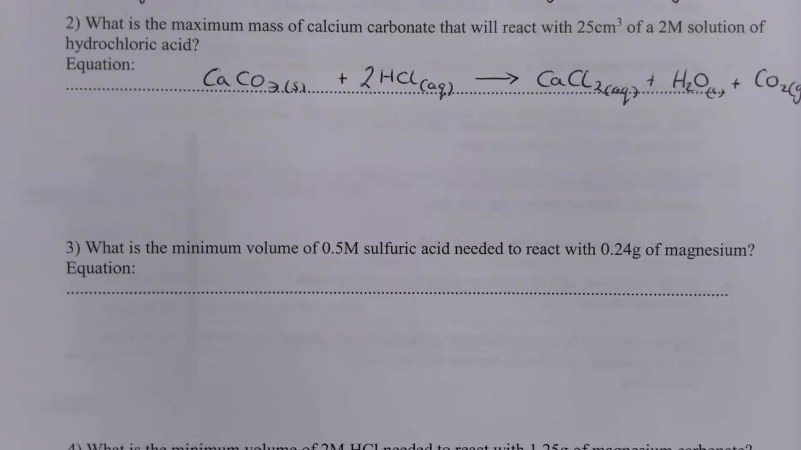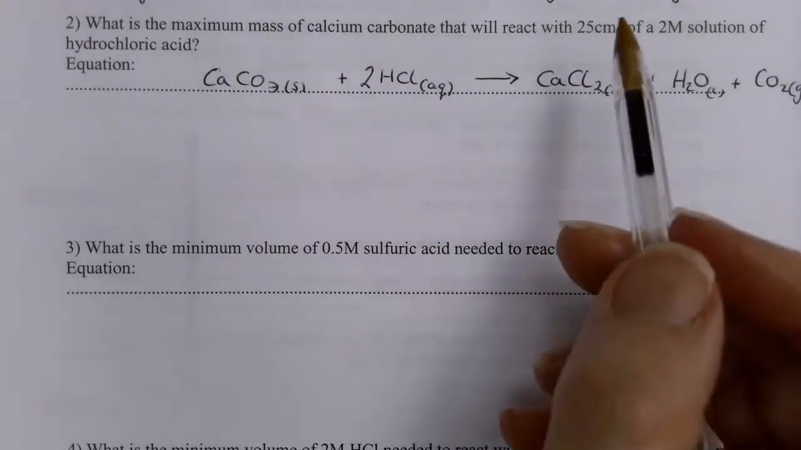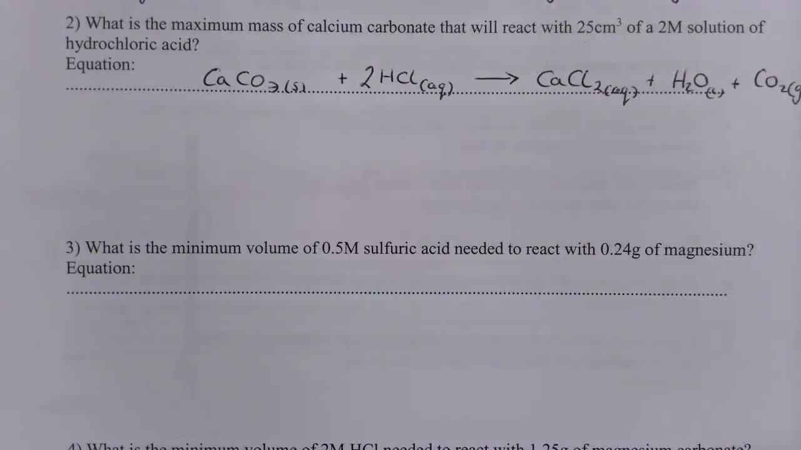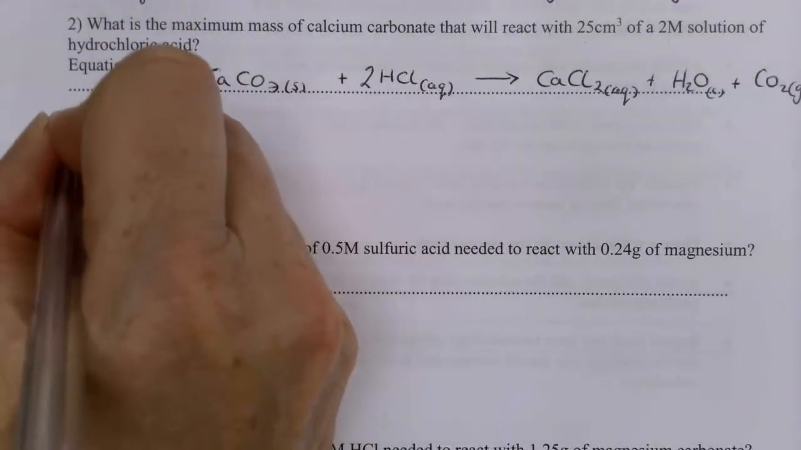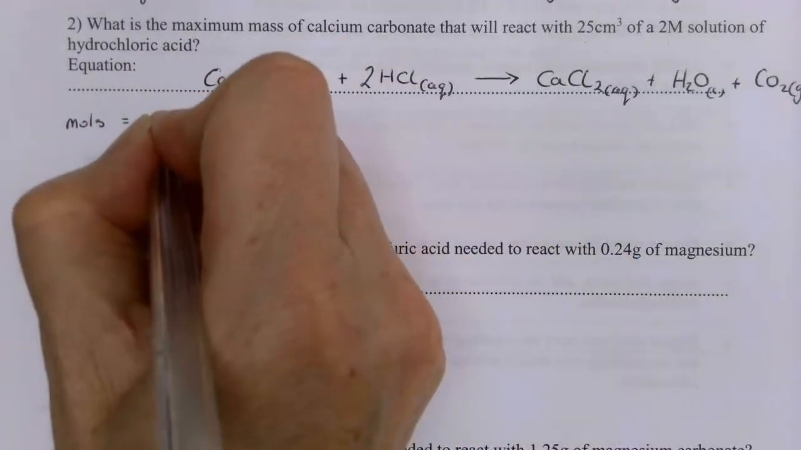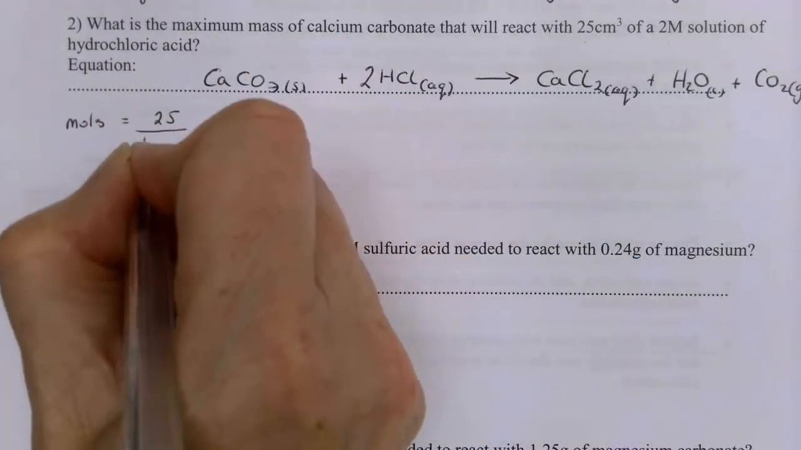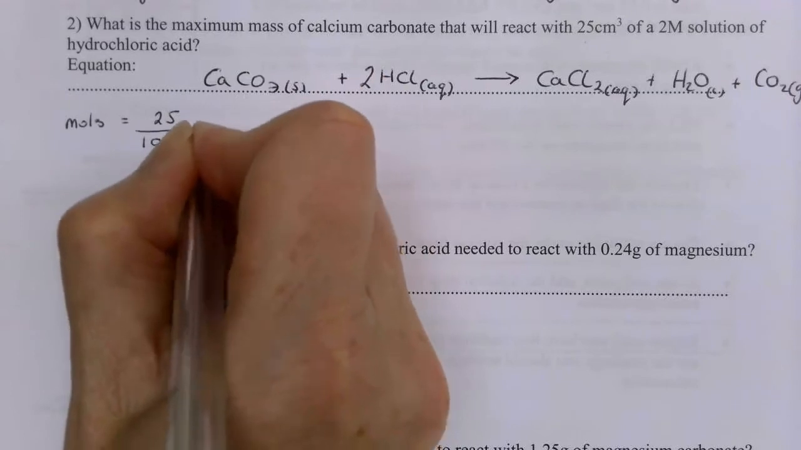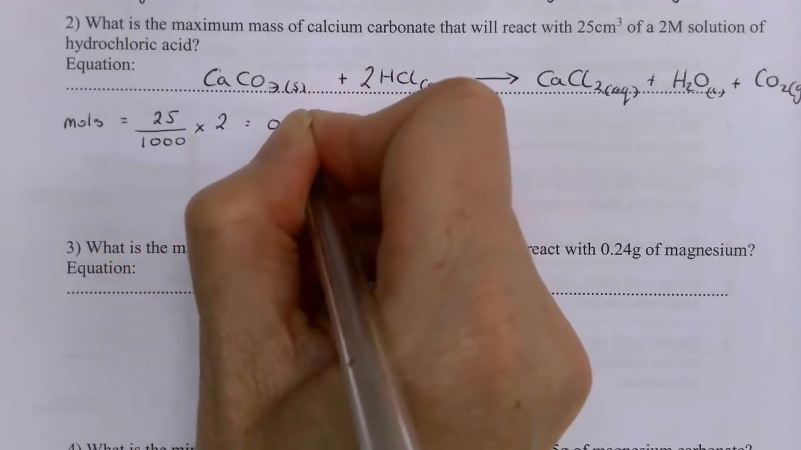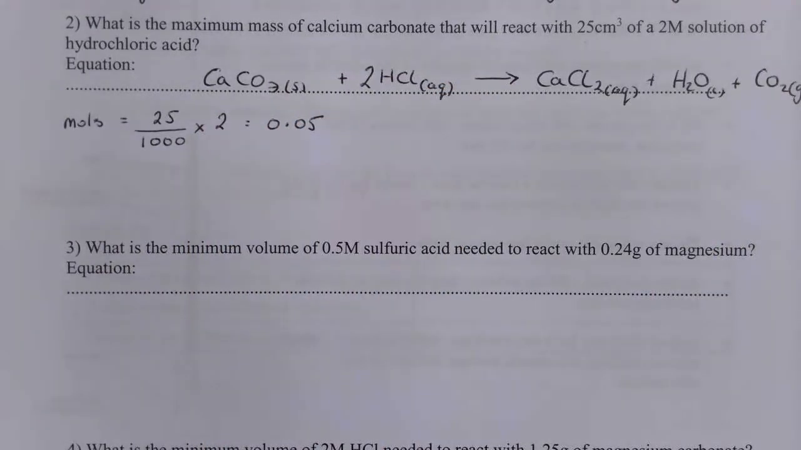So we need to work out the number of moles of something. Well, we've been given both the volume and the concentration of the hydrochloric acid, so we're going to work out the number of moles of HCl, aqueous. So moles of our hydrochloric acid is volume, 25, divided by 1,000, times the concentration, which is 2, so that gives me 0.05 of a mole of hydrochloric acid.